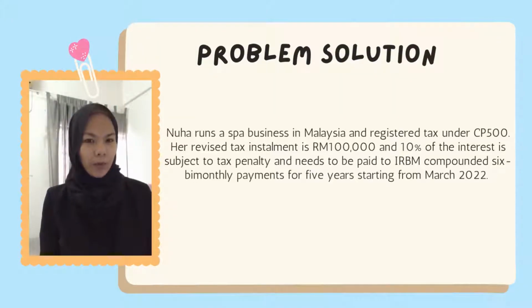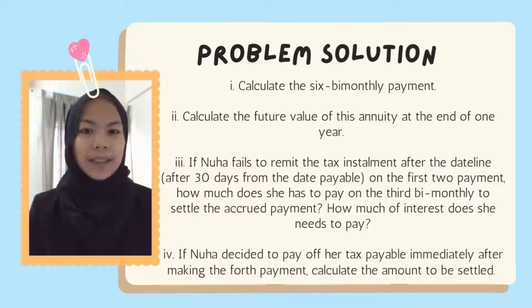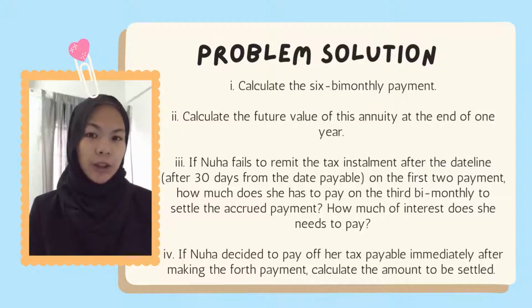So let's have a look at the question. Nuha runs a spa business in Malaysia and registered tax under CP500. Her revised tax installment is 100,000 ringgit and 10% of the interest is subject to tax penalty and needs to be paid to IRBM, compounded bi-monthly, with 6 payments a year for 5 years starting from March 2022. The first question is, calculate the bi-monthly payment. Second question, calculate the future value of this annuity at the end of 1 year.